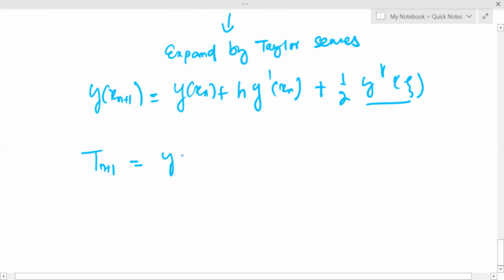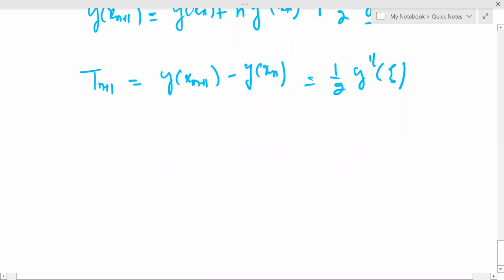That is equal to y of xn plus 1 minus y of xn, and that is equal to this value, 1/2 h squared y double dash of xi. Truncation error is simply of the order of h squared, which tends to 0. Means order of h squared. This truncation error also tends to 0. You have to consider that.